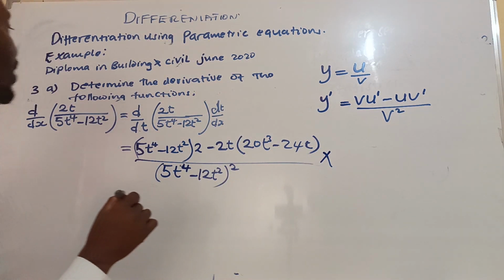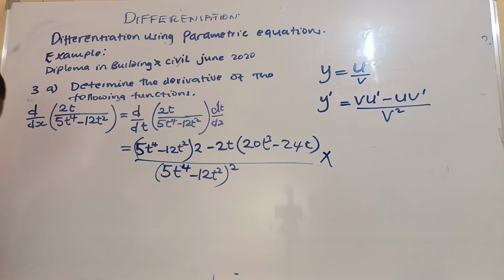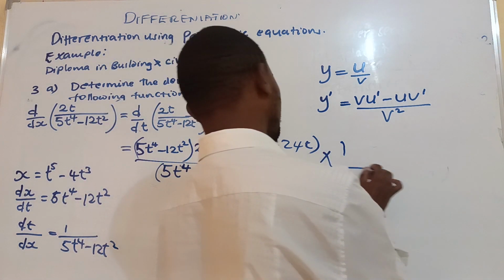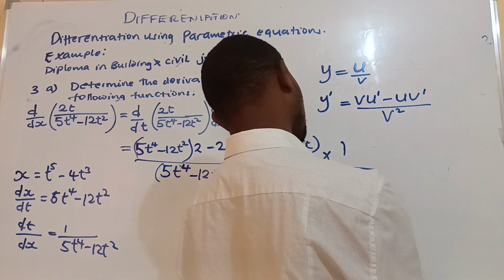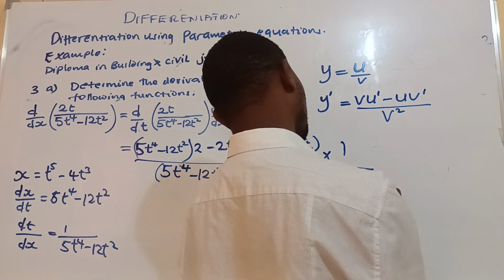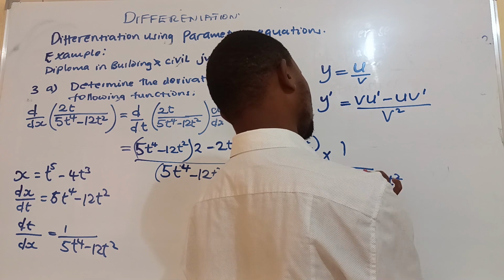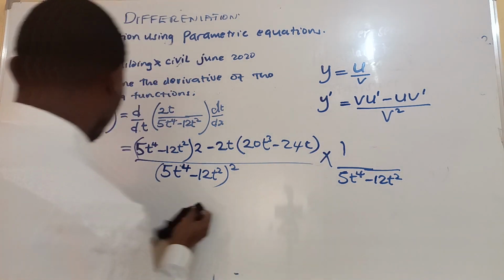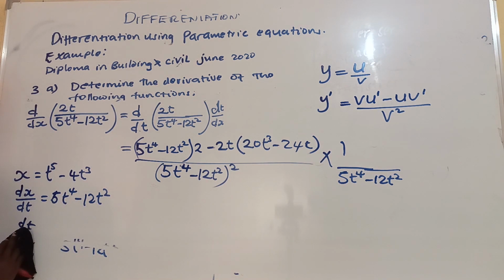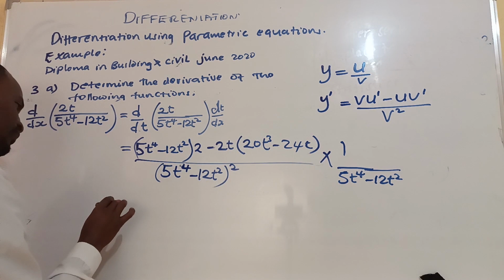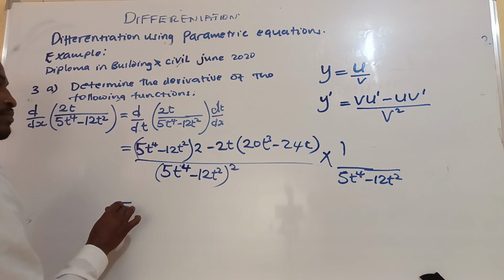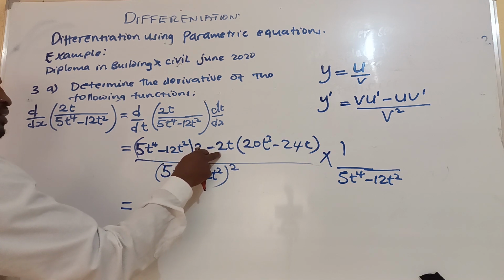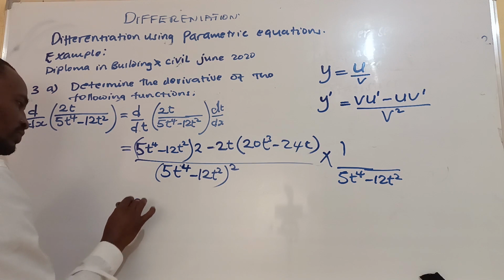Now there's something I removed that we needed. I have to go back to the paper and remind myself because I have limited space, that is my challenge. So here you're going to multiply with 1 over 5t to the power 4 minus 12t squared. So that's how we can try to simplify. I don't think it's possible to simplify any further, but we can factor out the 2.